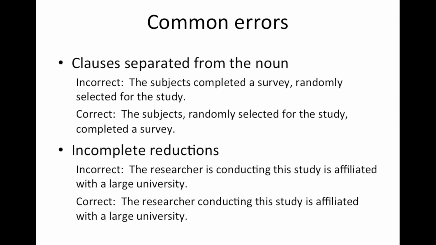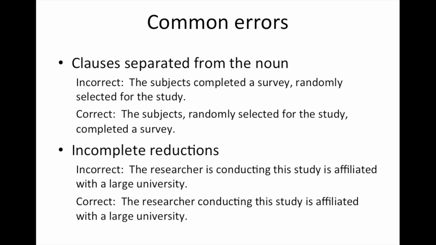Next, let's look at a couple of common errors that writers make. In the first one, the adjective clause is not correctly placed after the noun that it modifies. The subjects completed a survey randomly selected for the study. This is wrong because randomly selected for the study should modify subjects, not survey. To correct it, the subjects randomly selected for the study completed a survey.